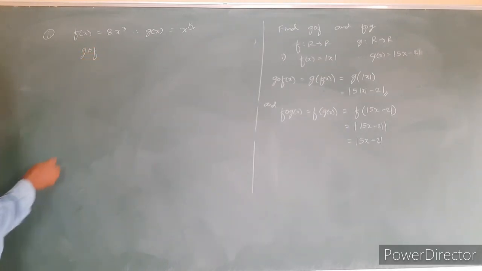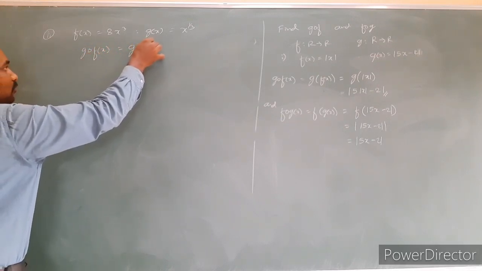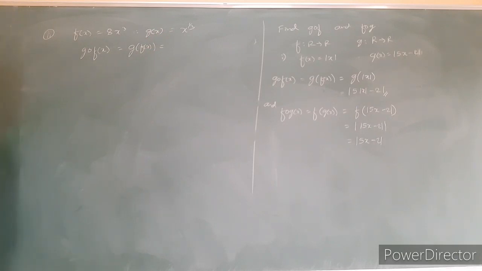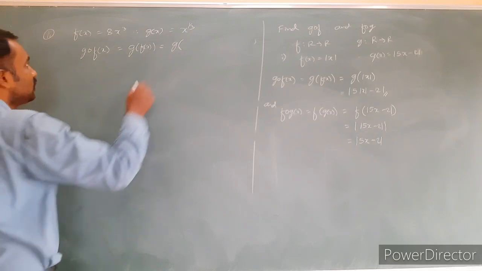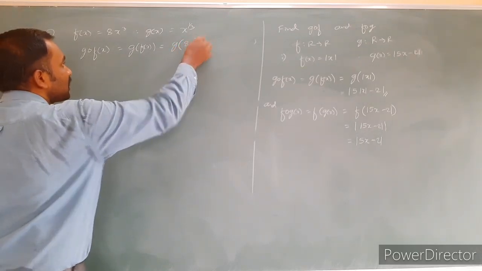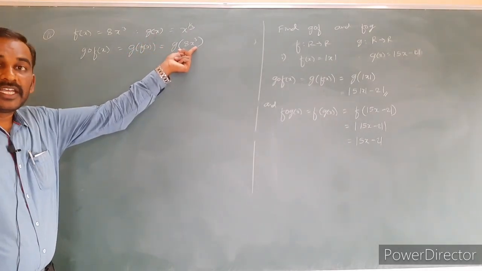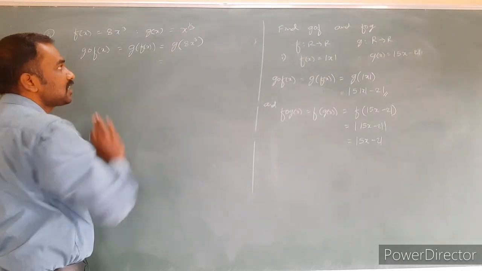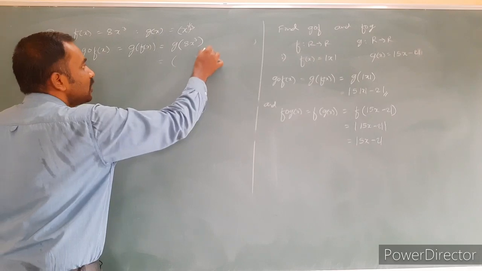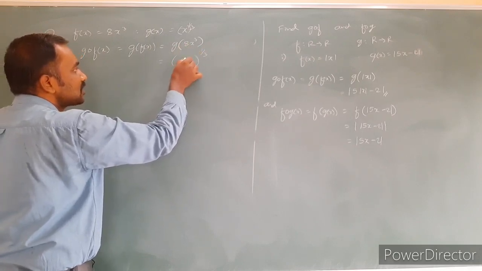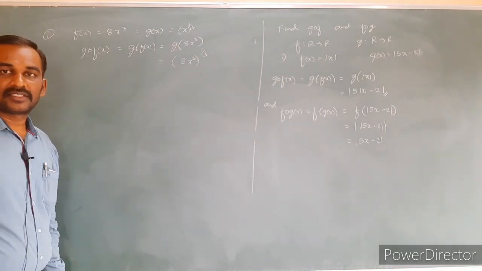First of all, let me find G circle F. That means G circle F of X, which is G of F of X. First of all, what we need to do? We have to replace the F of X value, G as it is. What is F of X? F of X is nothing but 8x cube. Which is of the form G of X. In place of X, what is the value? 8x cube. Wherever X is there, replace it with 8x cube. Here X, that whole power 1 by 3. Very simple. Now using the laws of indices, simplify.